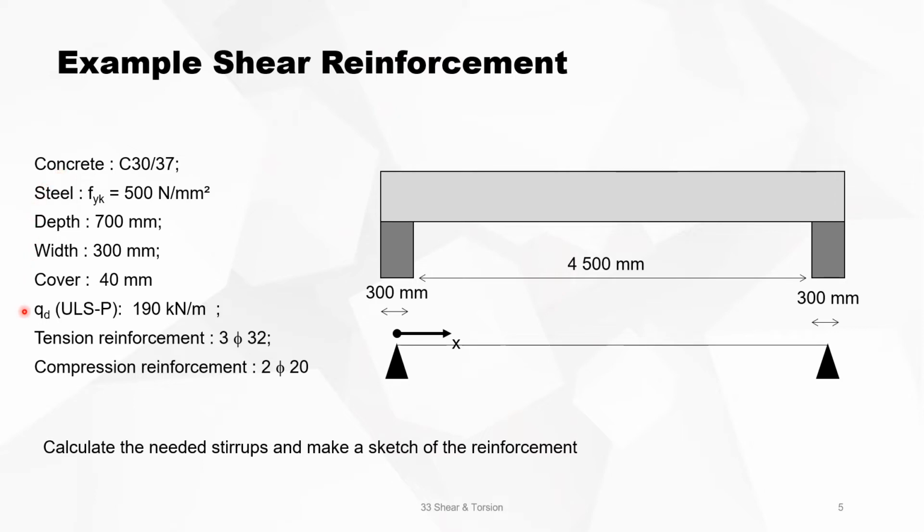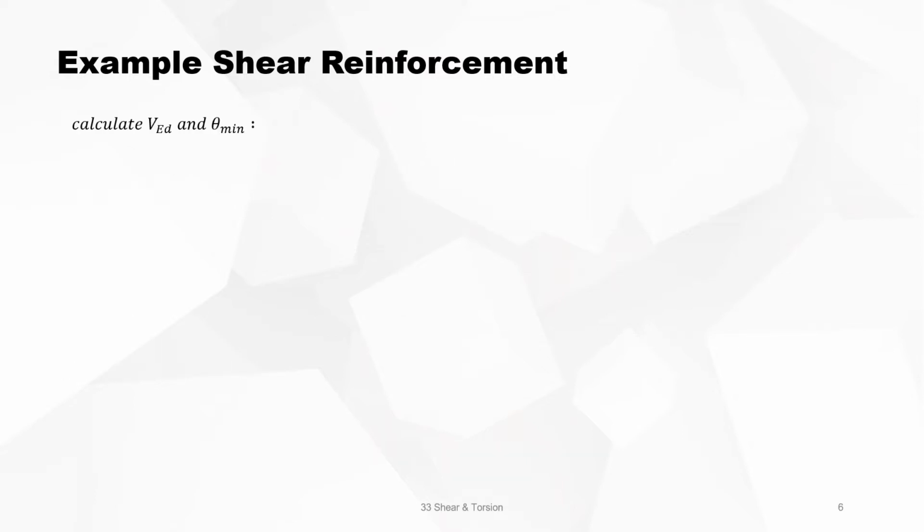and the beam is loaded with a uniform distributed load of 190 kilonewton per meter in ULS persistent. The tension reinforcement is 3 diameters 32 and the compression reinforcement 2 diameters 20. We will start with calculating the shear force and make a choice of the inclination angle of the concrete strut.